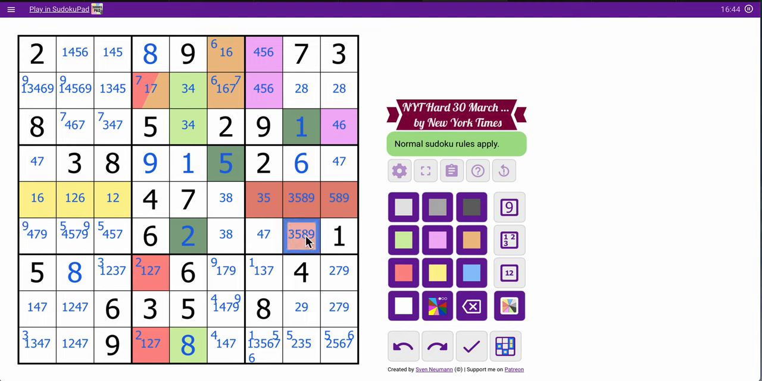Now this is a 3-8 hidden pair because 3 and 8 in row 6 can only go there and here. Crucially, that's not 5 or 9. 3, 5, 3, 8. Work. I've got this 3-8 and this 3-8, but they don't really see each other much. Okay, is there another hidden something that I can see?